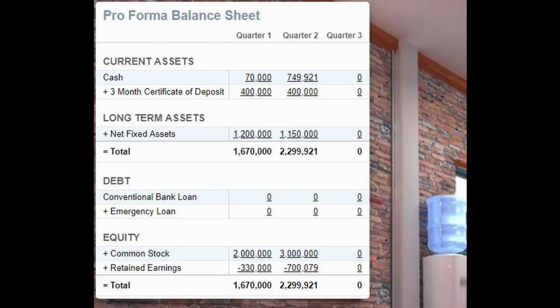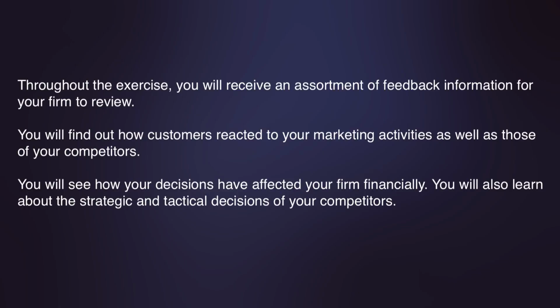After each decision period, you will review the cash flow, income statement, and balance sheet. These statements allow you to watch your cash positions, profits, debts, and assets. Throughout the exercise, you will receive feedback information for your firm to review. You will find out how customers reacted to your marketing activities, as well as those of your competitors. You will see how your decisions have affected your firm financially. You will also learn about the strategic and tactical decisions of your competitors.